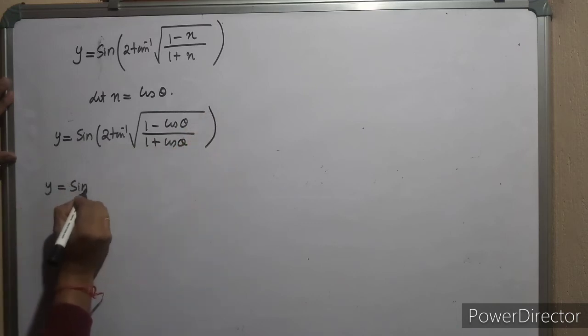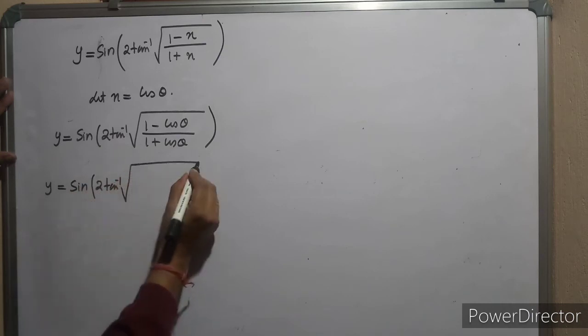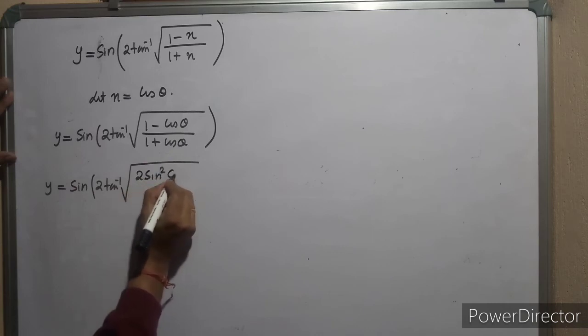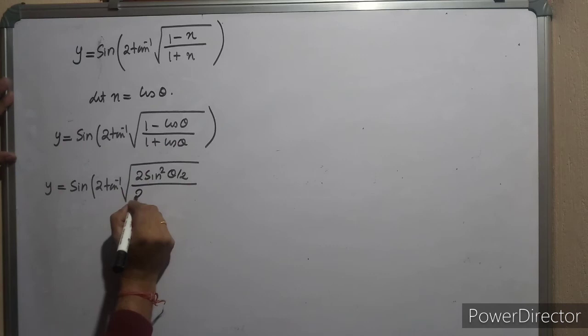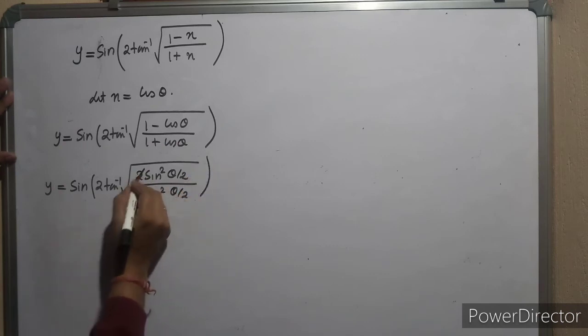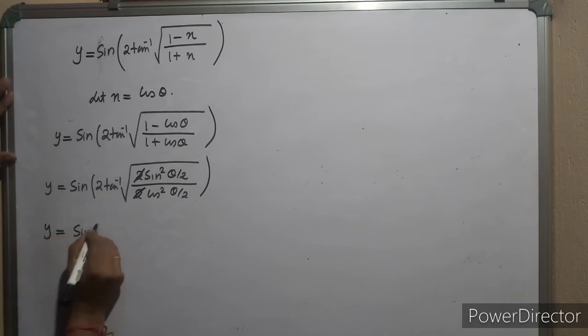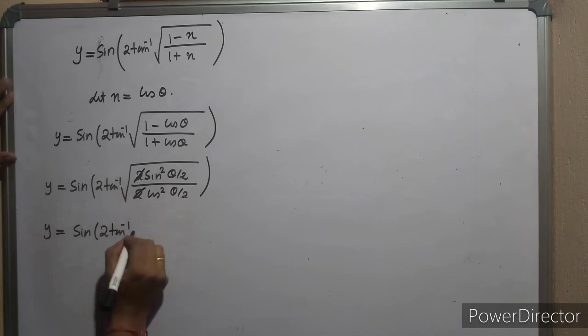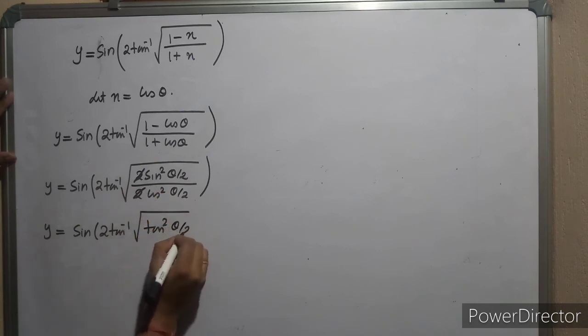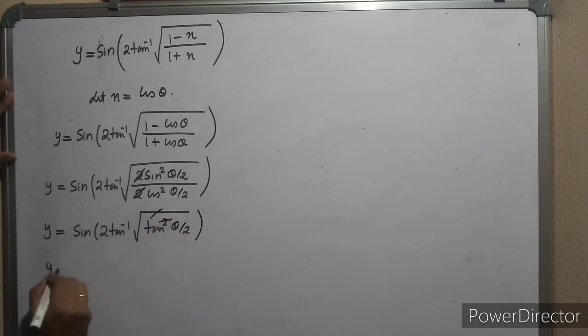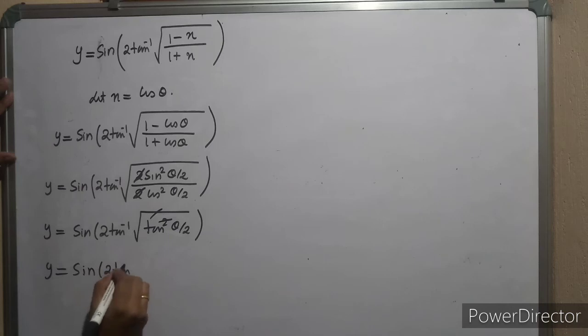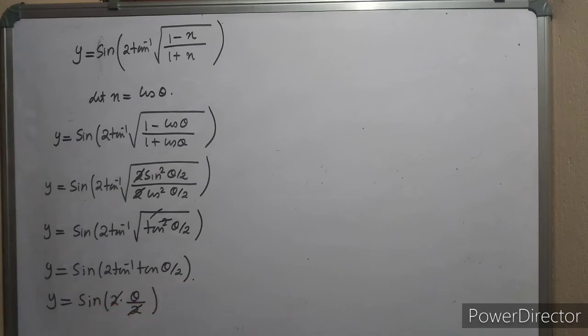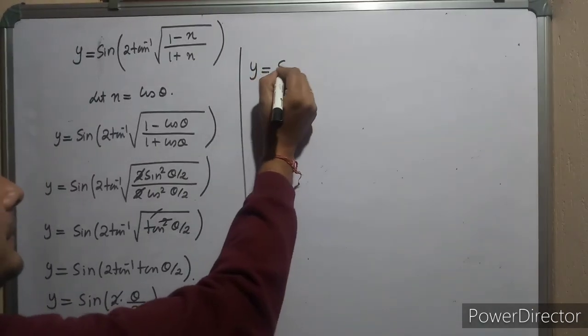y is equal to sine of 2 tan inverse of 1 minus cos theta, which by the formula is 2 sine square theta by 2, and 1 plus cos theta is 2 cos square theta by 2. Cancel. So sine square over cos square is under root tan square theta by 2. Root and square get cancelled. Now we have y is equal to sine of 2 tan inverse of tan theta by 2. Using the property of inverse trigonometry, tan inverse of tan theta by 2 is theta by 2. So that 2 gets cancelled. Now we have y is equal to sine theta.